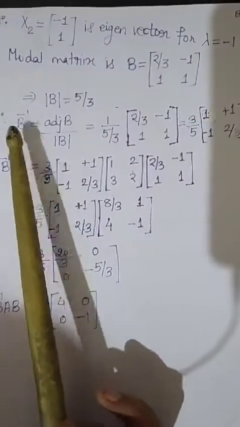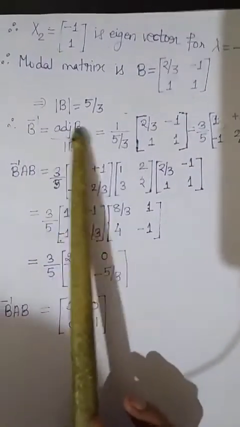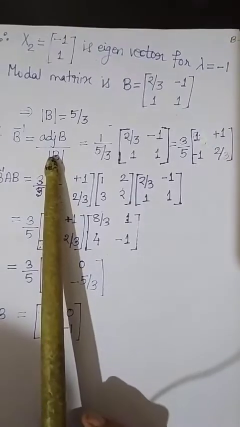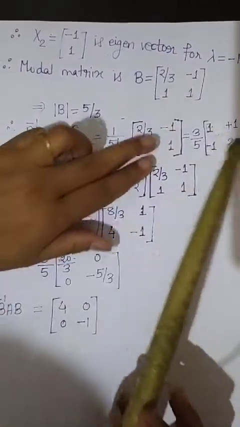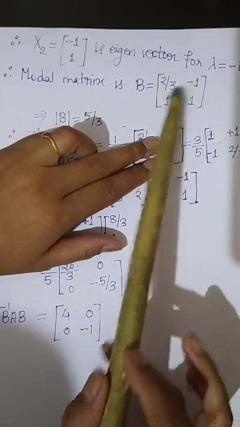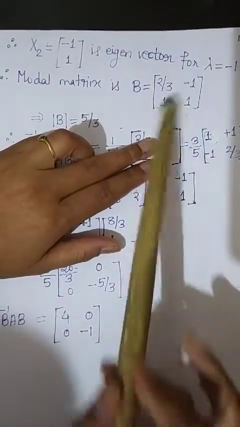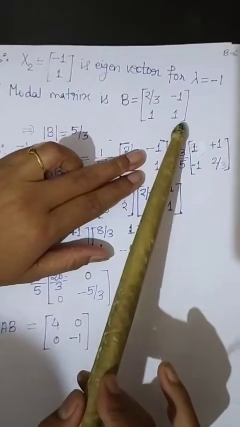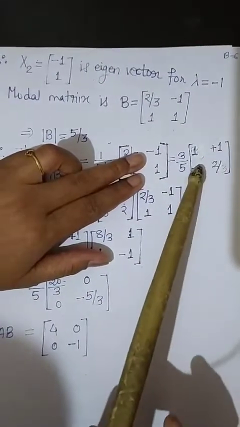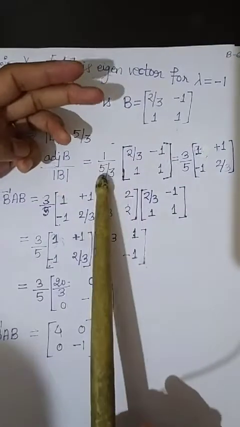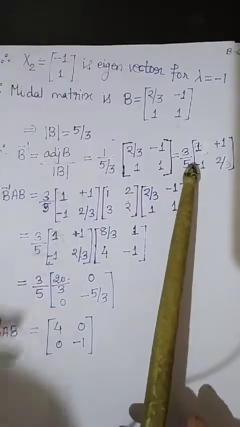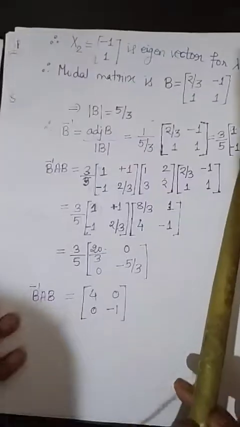How to find the inverse? B inverse is equal to adjoint of B upon determinant of B. How to find the adjoint? Just interchange the diagonal elements and change the sign of the remaining elements. So this becomes plus 1, this becomes minus 1. And 1 upon 5 by 3 is 3 by 5. Okay. So we have B inverse like this.